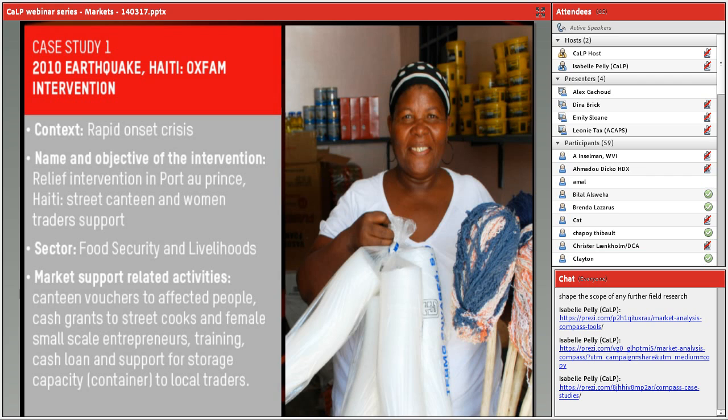And we'll be adding more case studies to show how market analysis can be carried out using the different tools available in the different disaster cycle phases.